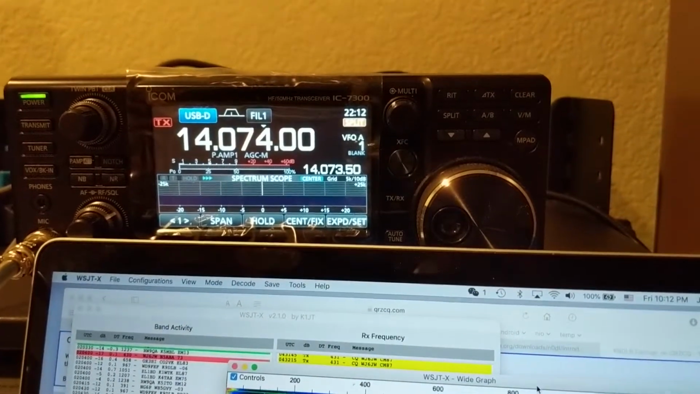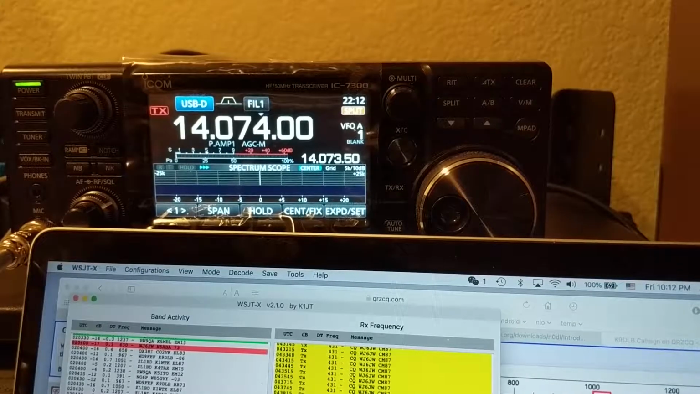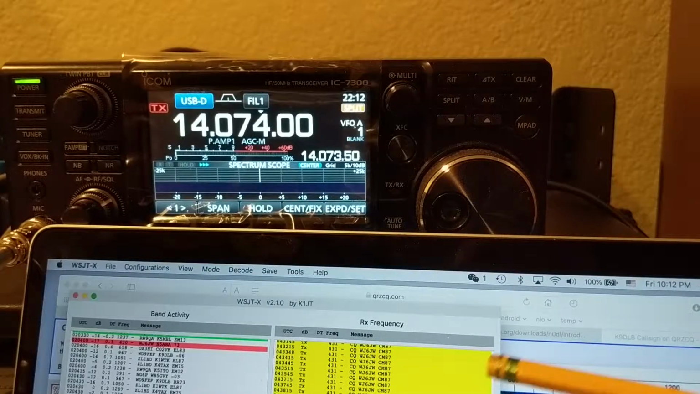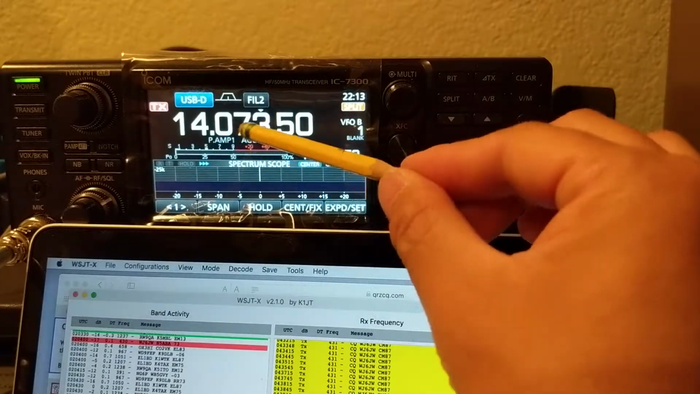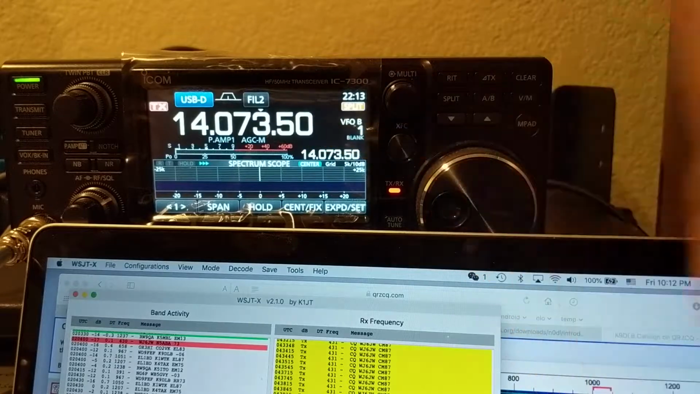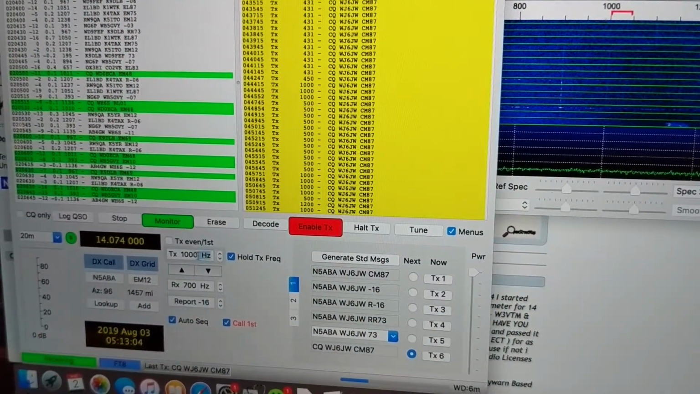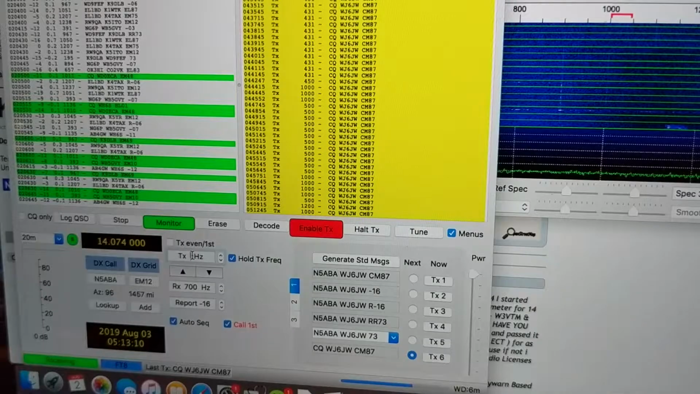Okay, transmit. So the audio frequency is at 1000. Look at this number. This number tells me 14.073.5, so it's 500 hertz below the intended frequency. Let me do one more example. Let's do 500. So 500 hertz.